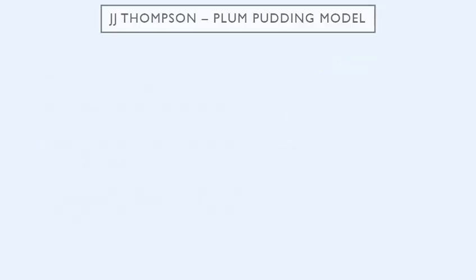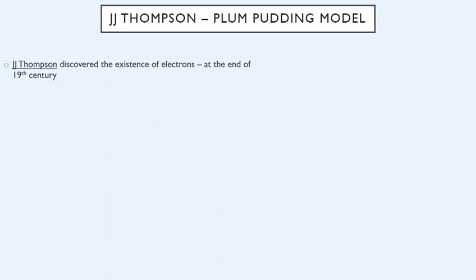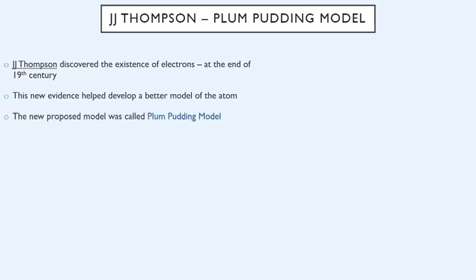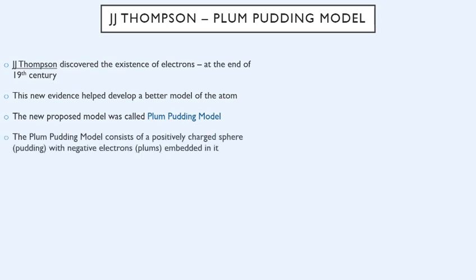The first important pioneer in the atomic model progression that we need to be aware of is J.J. Thomson. J.J. Thomson discovered the existence of electrons at the end of the 19th century. This new evidence helped to develop a better model of the atom that was more detailed as it included subatomic particles. The new proposed model was called the plum pudding model. This is because the plum pudding model consists of a positively charged sphere, which is the pudding, with negative electrons, which are the plums, embedded in it.